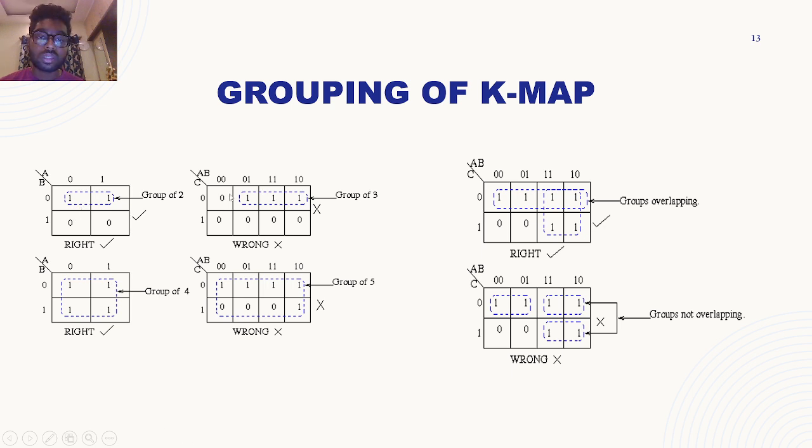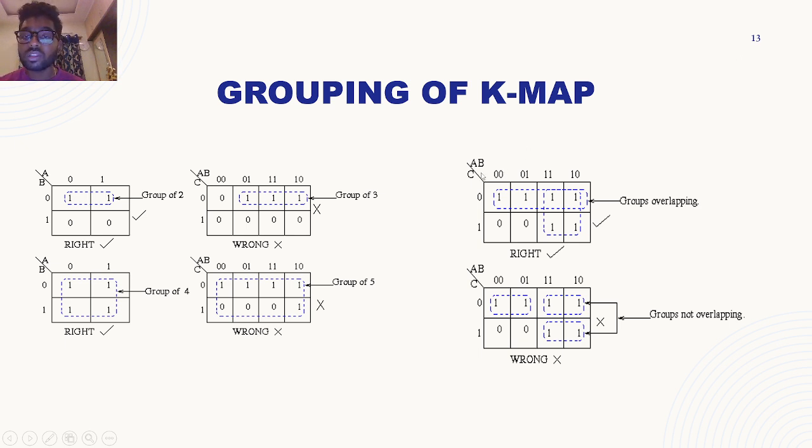Here you can see a three variable K-map and three cells are grouped, but this is not possible because in a K-map only groups of 2, 4 and 8 can be formed. So three is not a proper way of grouping. Here again you can see a K-map and four elements are grouped, and this is an appropriate way of grouping. And you can see here a group of five elements. Five grouping is not possible, hence this is not an appropriate way of grouping.